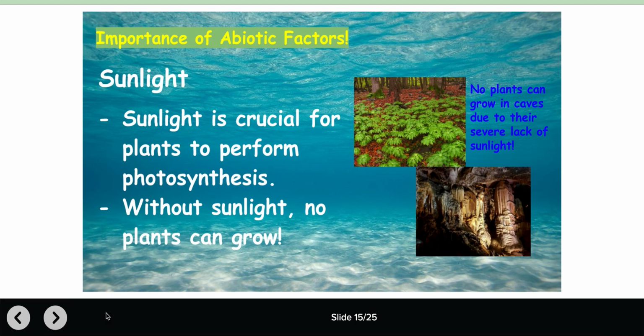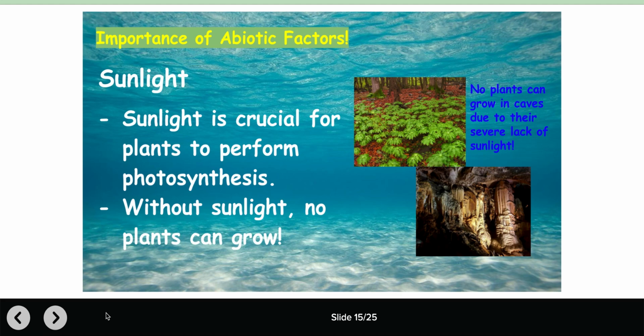Now, sunlight, our next abiotic factor. Sunlight is crucial for plants to perform photosynthesis. Without sunlight, no plants can grow. This is absolutely correct. And the really cool thing about plants and sunlight is that they will always move where there is more sunlight. And I know what you're thinking. You're like, you're psychotic by saying plants are moving because they stay in one spot in the ground at all times, right? Yes, that part is correct.